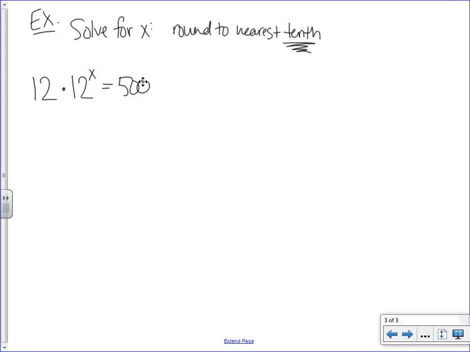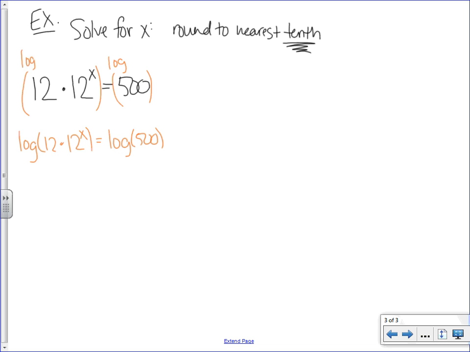All right, there are actually a couple of different ways to do this problem. I'm going to do them all, just so you guys can see that there is, in fact, more than one way to think through a math problem. All right, we could do what we've been doing, which is automatically taking the log of both sides. Totally cool. Log of the left, log of the right. So this is the log of 12 times 12 to the x power, which is equal to the log of 500.